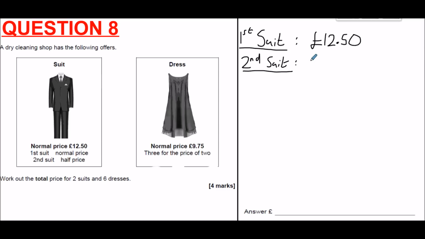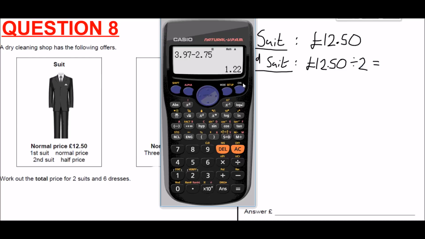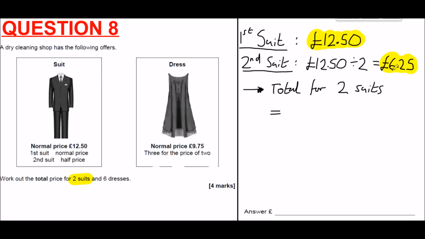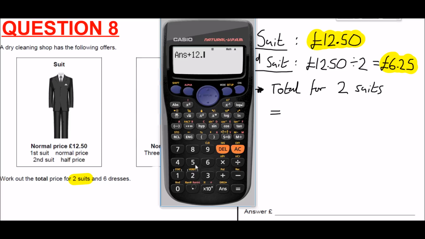So the second suit will be half of £12.50. So £12.50 divided by 2. Let's just try that on our calculator. £6.25. And so, because we're only getting 2 suits, we can look up the total for the 2 suits now. So the total for the 2 suits is just the price of the first one plus the price for the second. So £12.50 plus £6.25 comes to £18.75.